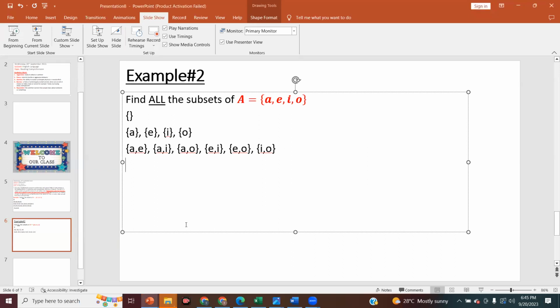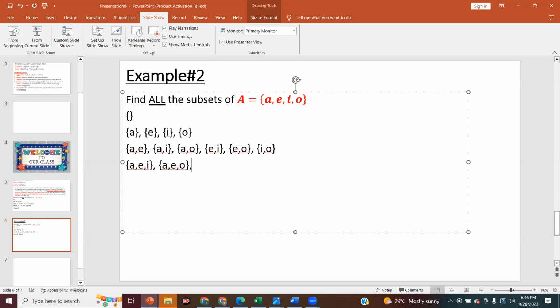All right, let's do the subsets that have three elements in them. So what do we have for the first one? A, comma, E, and I. Very good. So it's going to be A, comma, E, comma, I. The next one, we're going to keep the A and the E. But we're going to put what? A, E, and O. Very good.